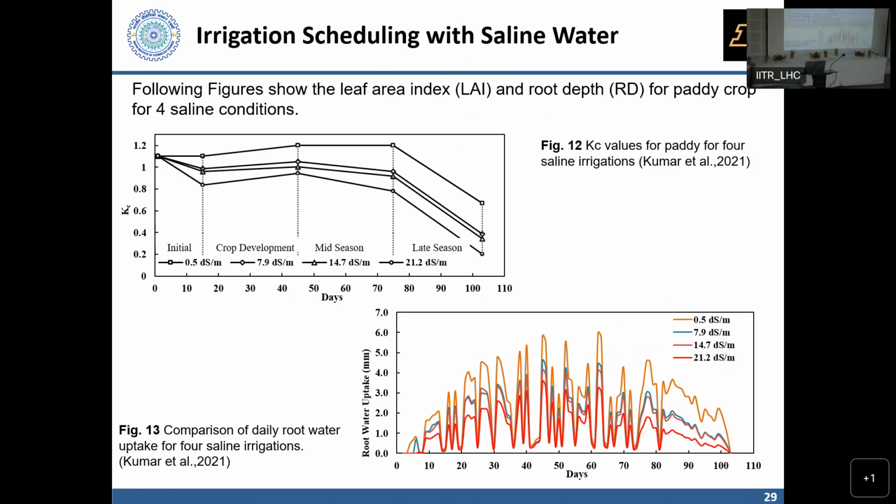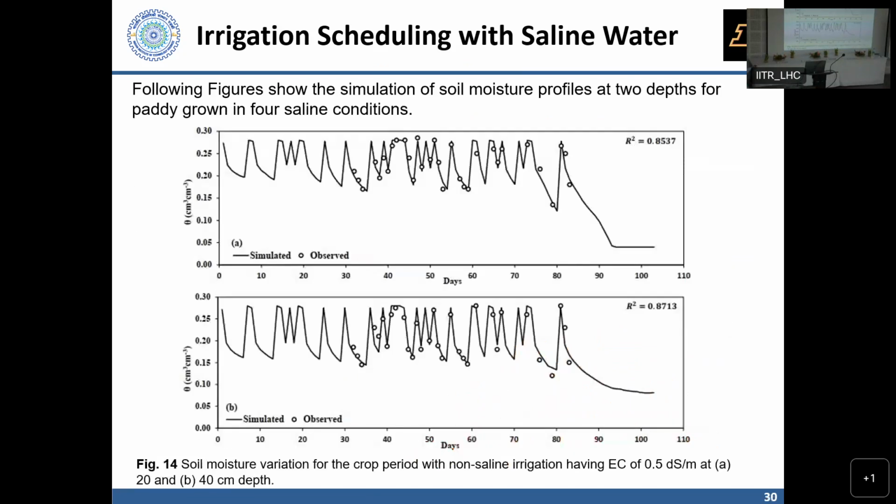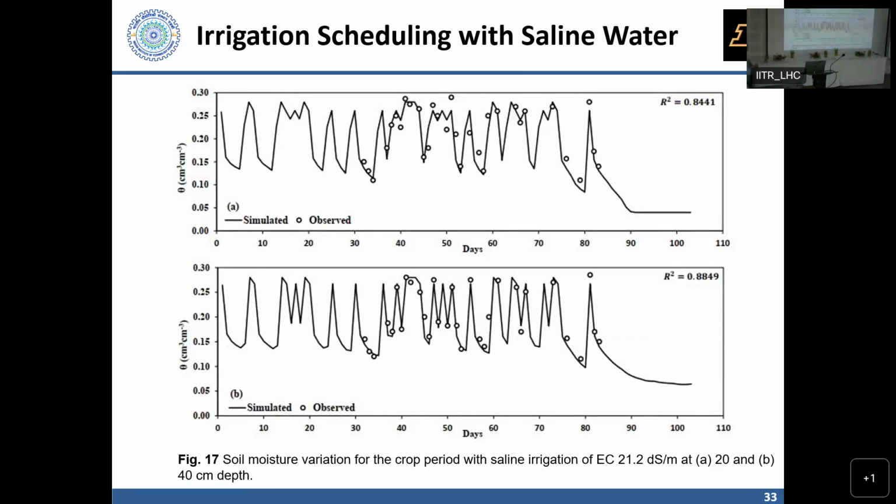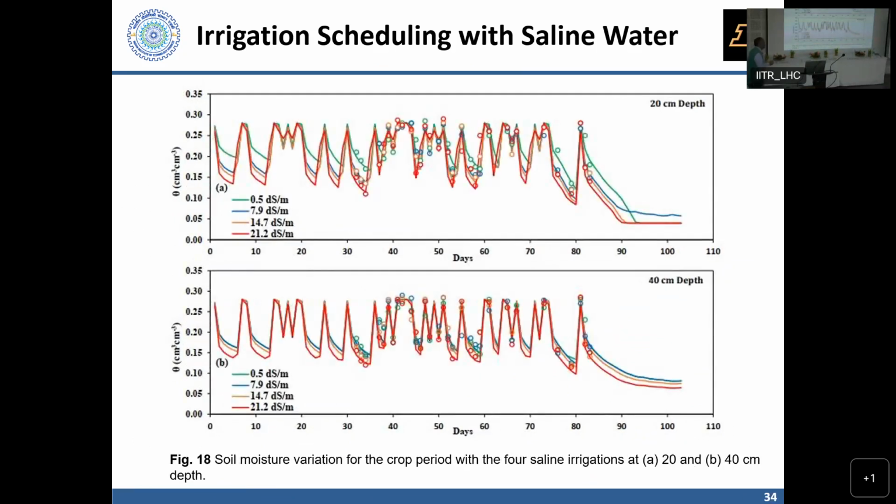Now one of my students is working on this. Here, for this entire portion we were not able to get any data, but the later parts we could get, and our model predictions are quite okay, with R square of 0.7 at different depths. Now we are also doing salinity measurements, but we still have to compile this and make it a publication.